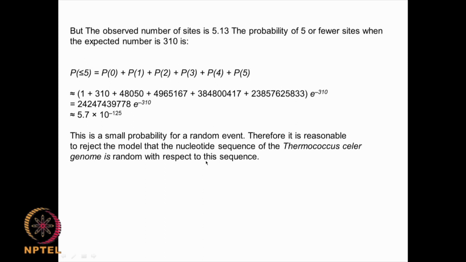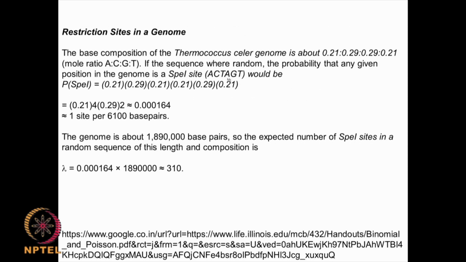So, it is not happening randomly, because if it had to happen randomly, the probability of that is this, but actually you observe 513 or 5 or fewer sites, which is a large number. So, this sequence ACT-AGT, which is a SPL site, happening is not a random event. It is a very interesting problem. It was taken from this particular site, and so we can do similar studies on genome sequences, and when you see a particular sequence, you can see whether it is a random event using a Poisson distribution or it is not a random event.